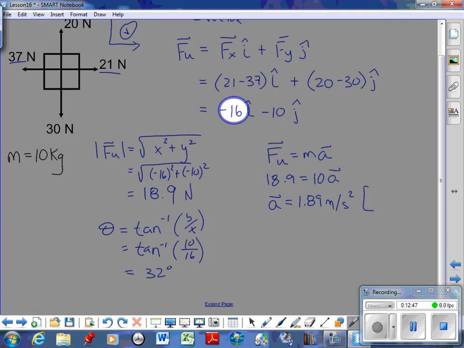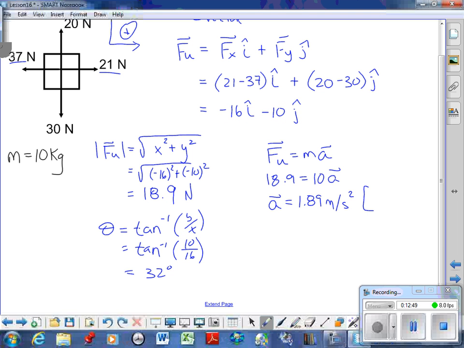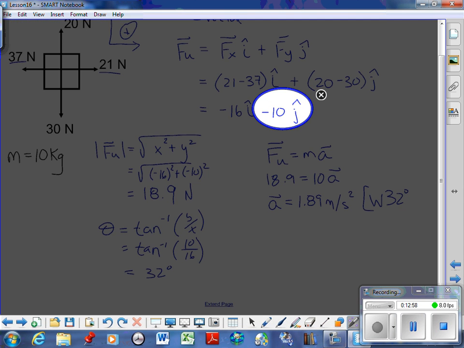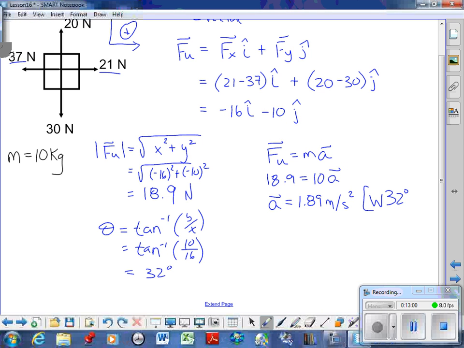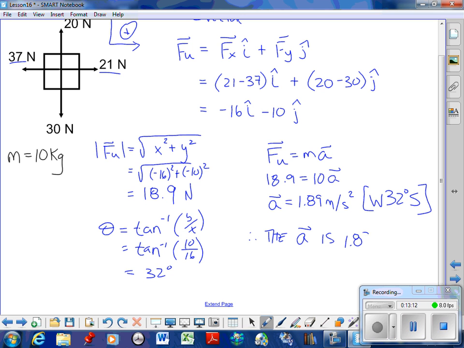The x component is negative, so that means I'm going to go west or left, 32 degrees, and the j component is negative, so that means I'm going to go down or south. You can use either of those notations. So therefore, the acceleration is 1.89 meters per second squared, west, 32 degrees, south.